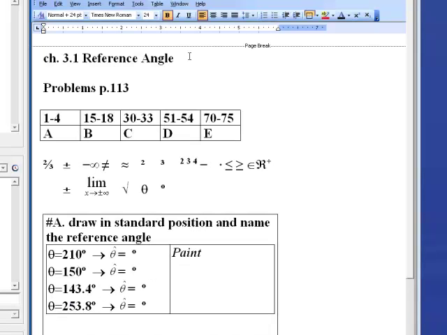Welcome to the problem section for the reference angle. We're going to do quite a number of problems. However, each one of them is relatively short. So let's get started. First one, draw in standard position and name the reference angle for theta equals 210 degrees, theta equals 150 degrees, and so on. So let's go over to Paint and do that.